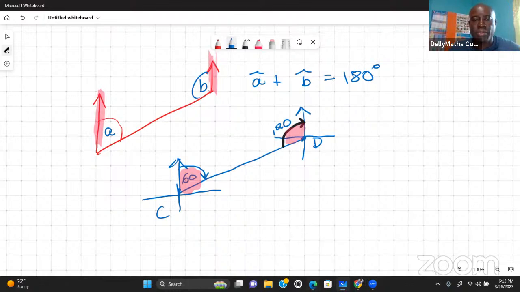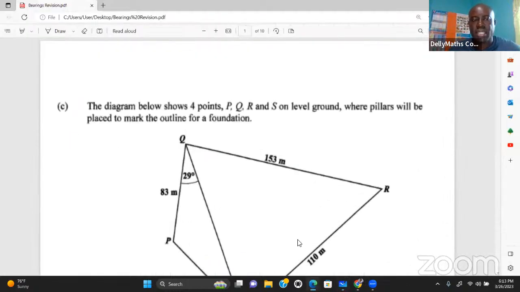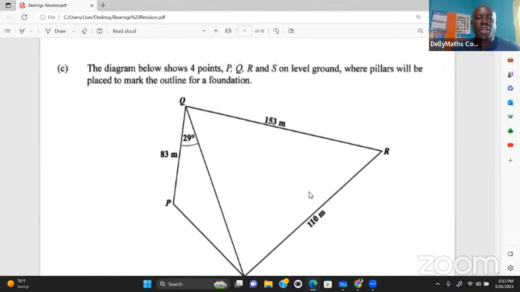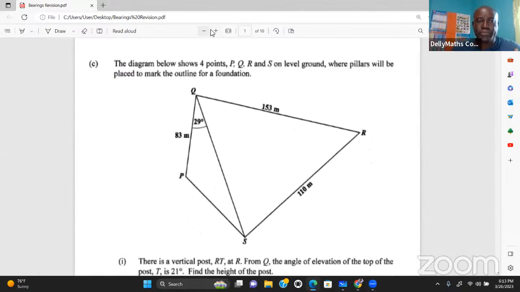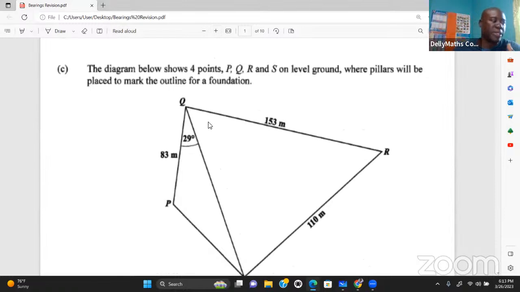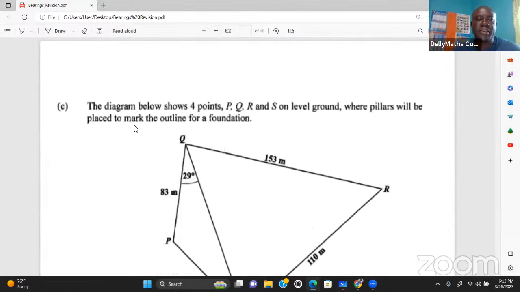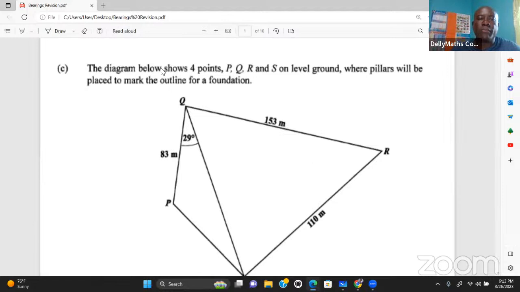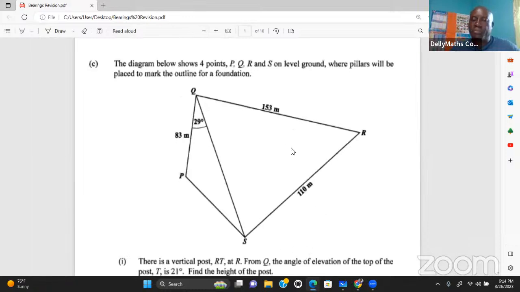We're actually going through the questions from CXC. So here is a question we're looking at. It reads: the diagram below shows 4 points, P, Q, R, and S on level ground, where pillars will be placed to mark the outline for a foundation. So they're going to mark some foundation, and when there are pillars, they're going to erect things there.